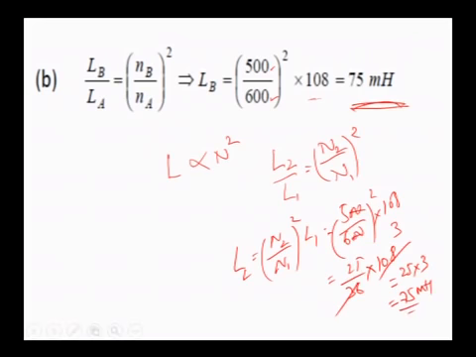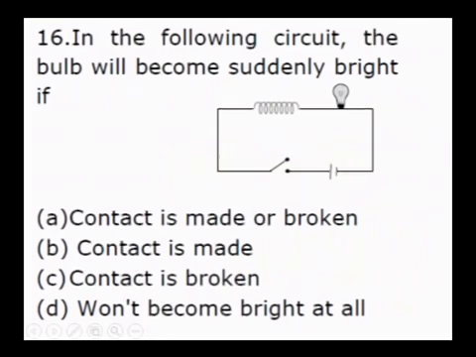This is how you get it. It's based on the direct one, L proportional to N squared.